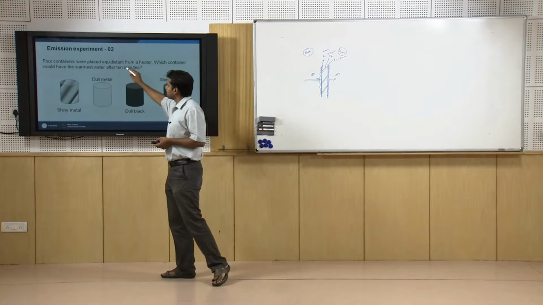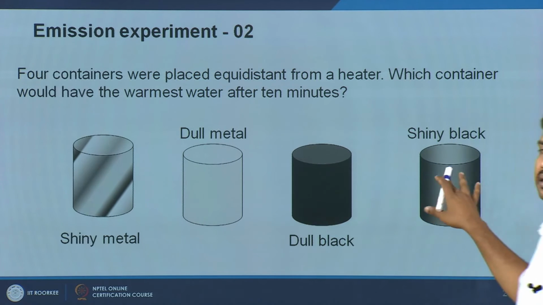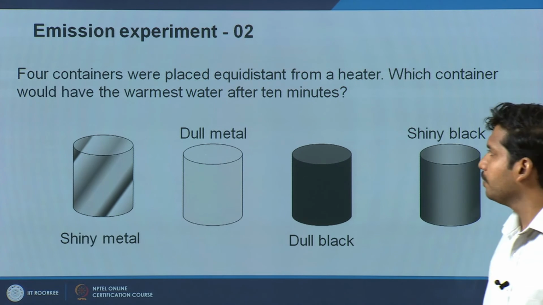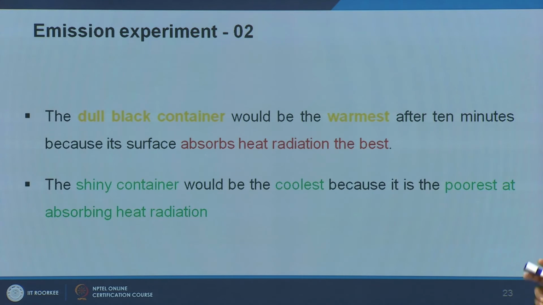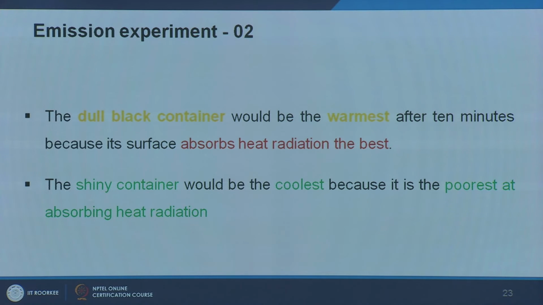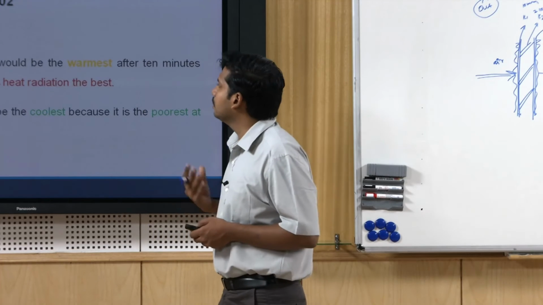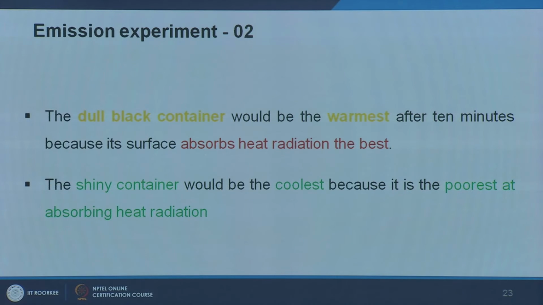Similarly, you keep the same vessels with warm water, but you place them equidistant from a heater. Say it is a radiant heater, and you place these containers next to the heater at similar distances. Now which will have the warmest water after 10 minutes? Now it is the other way around. The dull black container would be the warmest because it is a black body absorber, it absorbs a lot of radiant heat. Because of this the water gets warmer, or at least maintains its temperature, whereas the shiny container would be the coolest because it reflects most of the heat, it is poorest in absorbing heat radiation.